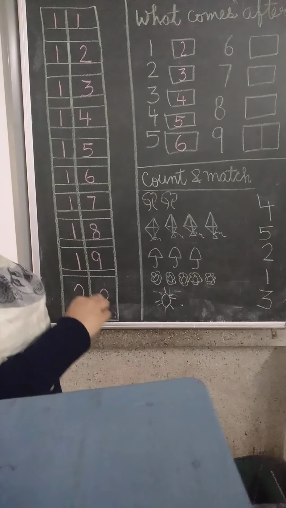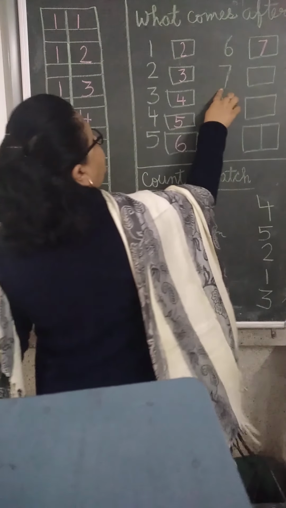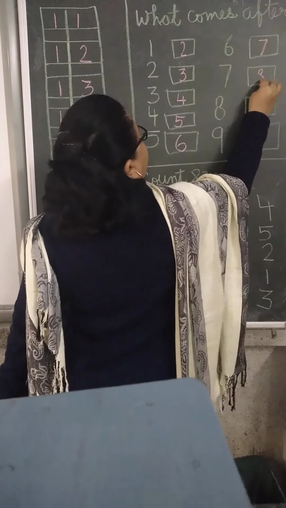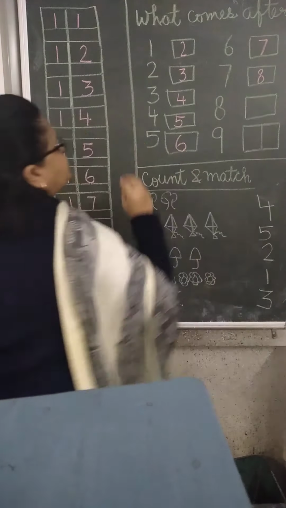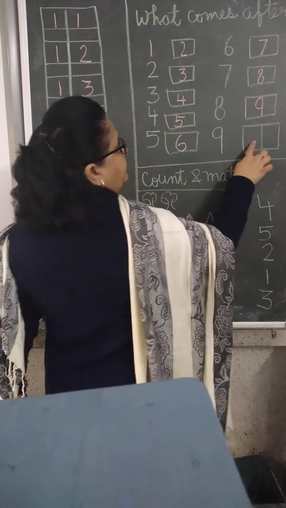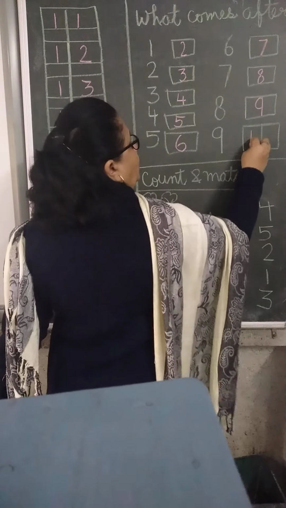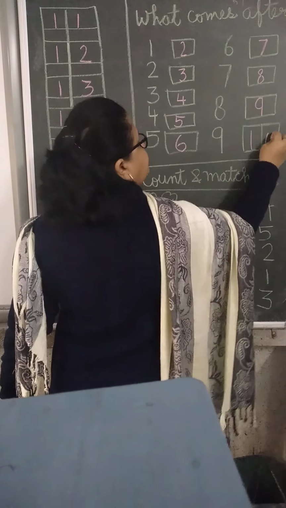1, 2, 3, 4, 5, 6. Okay? 6, 7, 8, 9. And what comes after 9? 10. 10 के लिए मैम ने 2 blocks बनाए. Okay? 1 and 0.